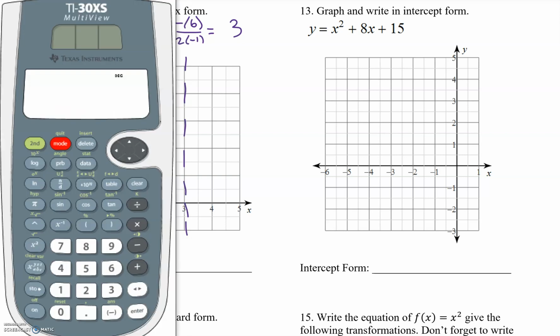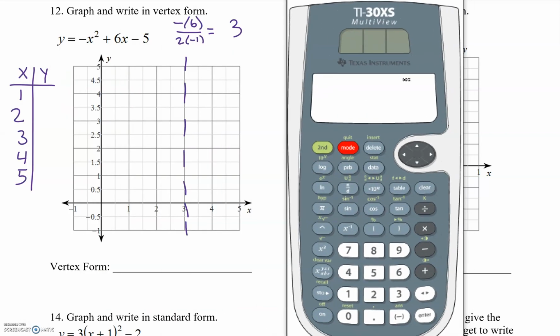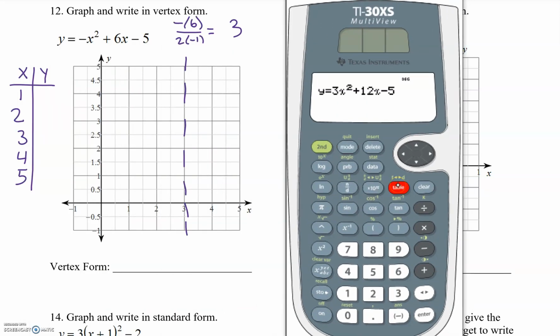We're going to let our calculator help us get those points. So I'm going to go to table. We're going to clear out what we have and type in -x² plus 6x minus 5. I'm going to start my table at 1.